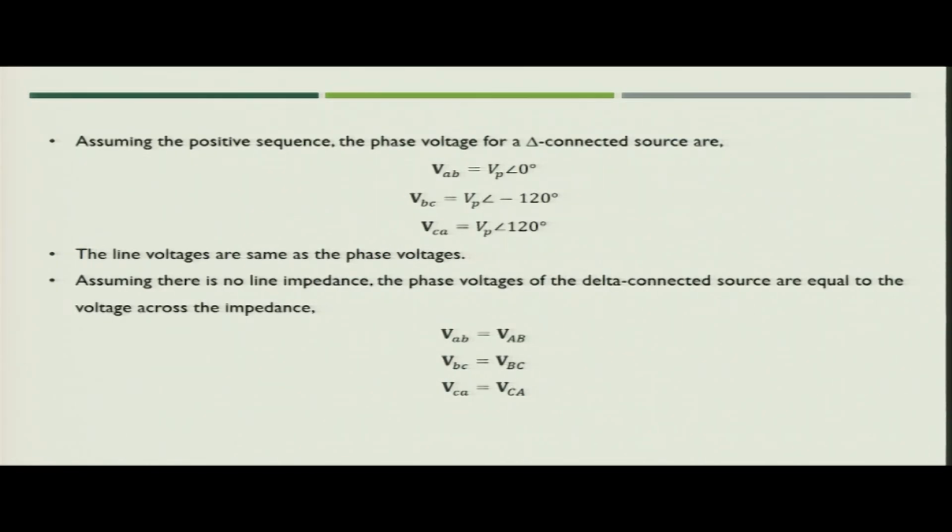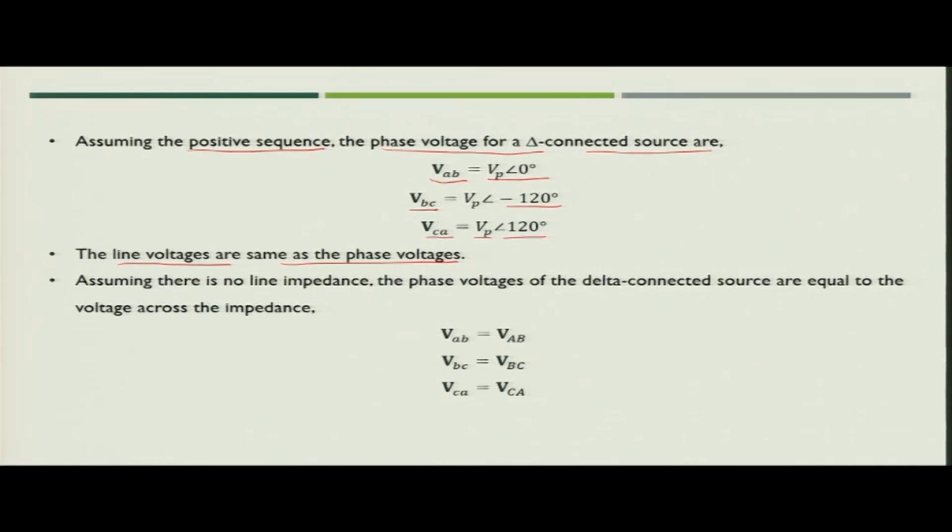Now, if we assume positive sequence, that is the sequence is ABC, the phase voltage for a delta connected source will be VAB will be nothing but the phase RMS value angle 0 degree, VBC will become VP angle minus 120 degree, VCA will be VP angle plus 120 degree, or you can say VP angle minus 240 degree, both are same.